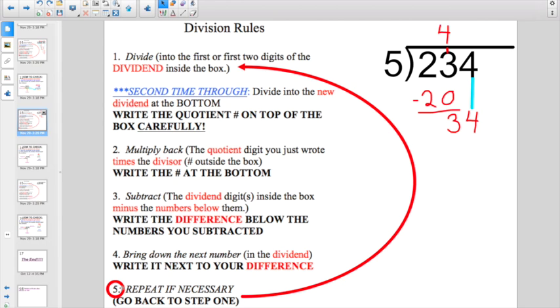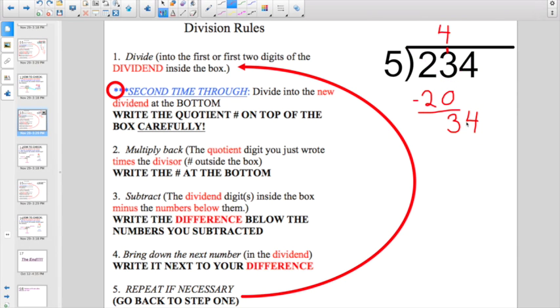Step 5 really isn't even much of a step at all. It just says repeat if necessary. Go back to step 1. I know I'm dividing, and this is the second time through. So on the second time through, it says divide into the new dividend at the bottom. I have 34 at the bottom. 34 divided by 5. All this other stuff you don't even have to pay attention to.